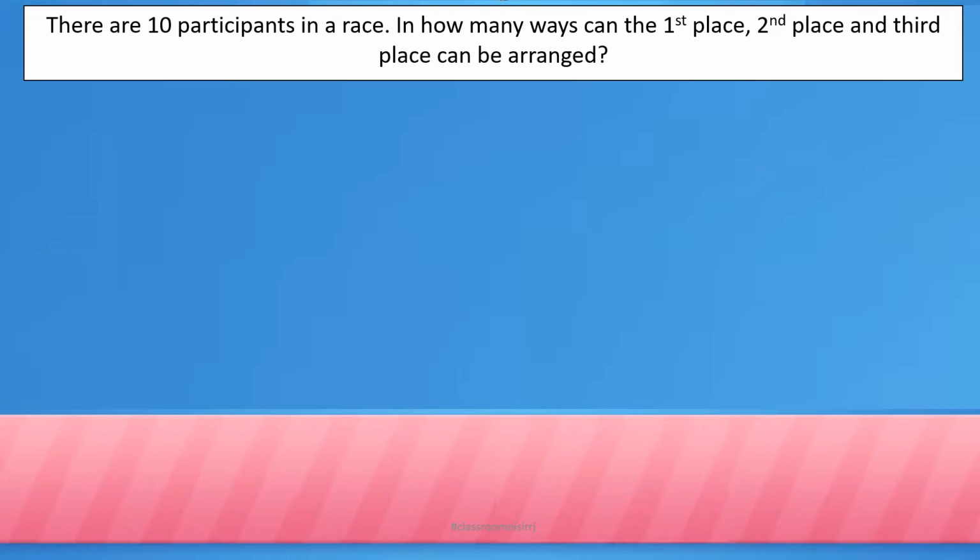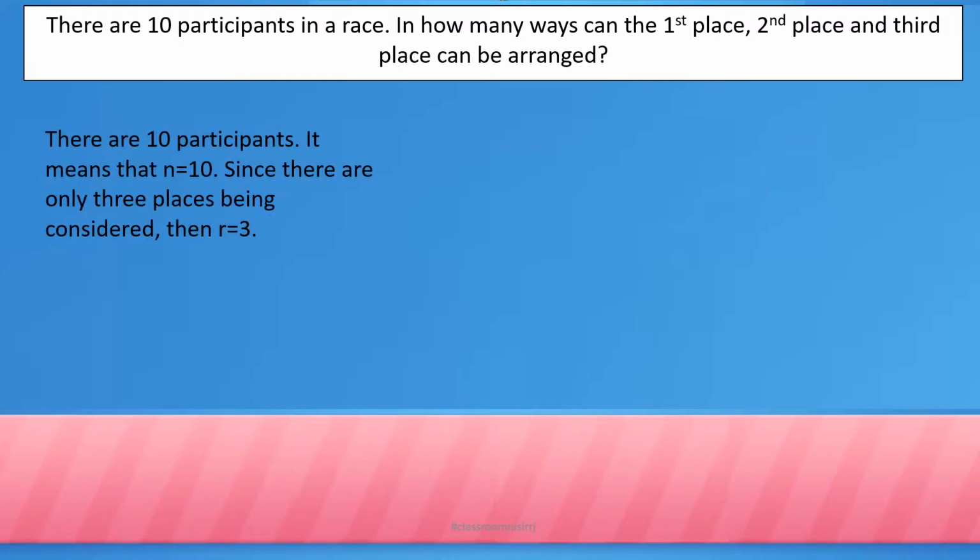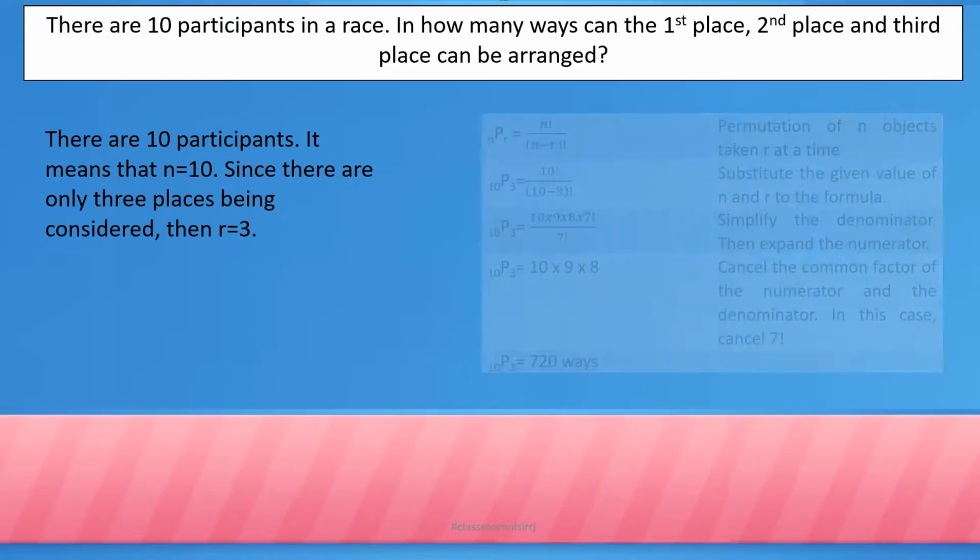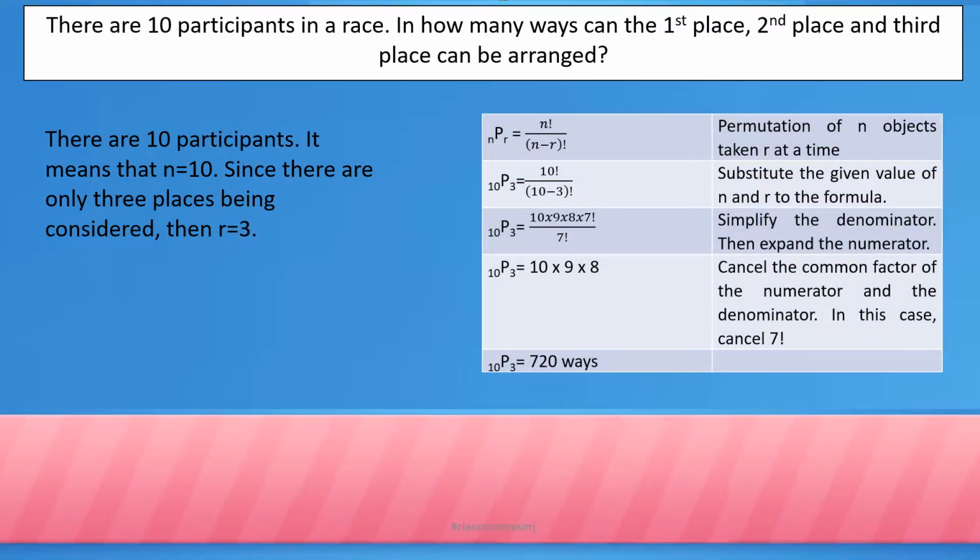Let's try to have another example. There are 10 participants in the race. In how many ways can the first place, second place, and third place be arranged? There are 10 participants. It means that n is equal to 10. Since there are only 3 places being considered, then r is equal to 3. So when we substitute the given values of n and r to the formula, we come up with permutation of 10 taken 3 at a time is equal to 10 factorial over 10 minus 3 factorial.